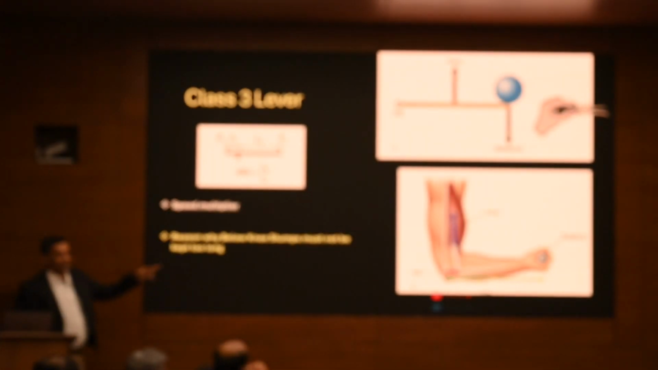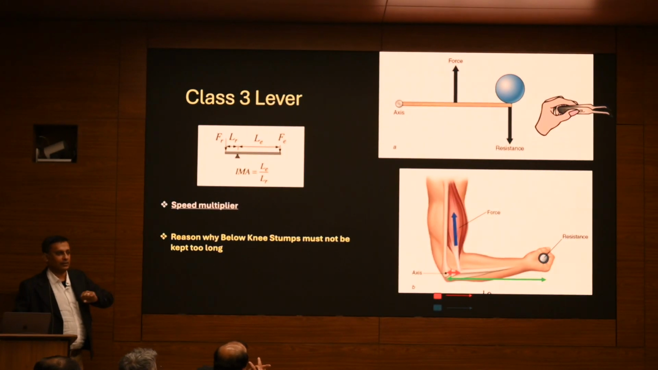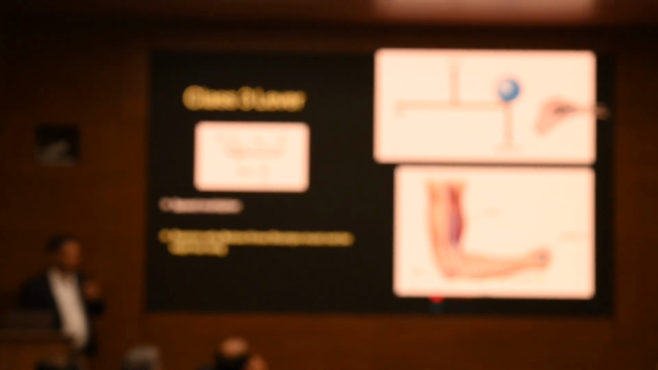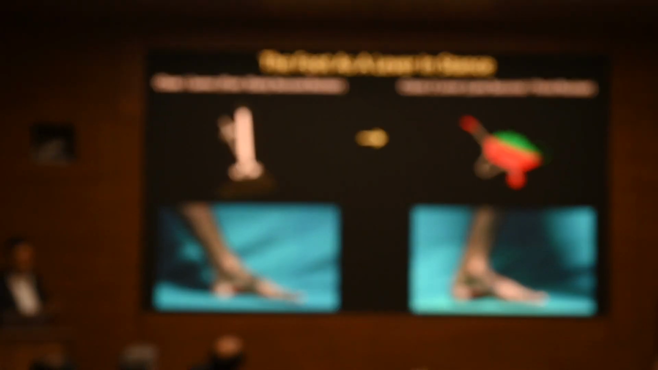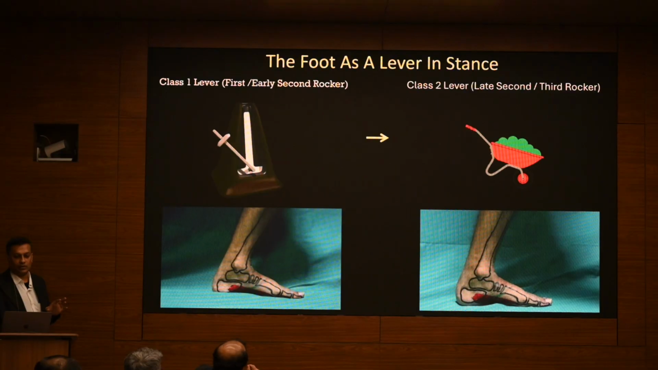Whereas in type 3 levers, the effort is in the middle. So this is a very inefficient lever. This is sort of a speed multiplier, so that by very little contraction of the muscle, you can achieve a longer distance. So the foot starts as a class 1 lever and becomes a class 2 lever.